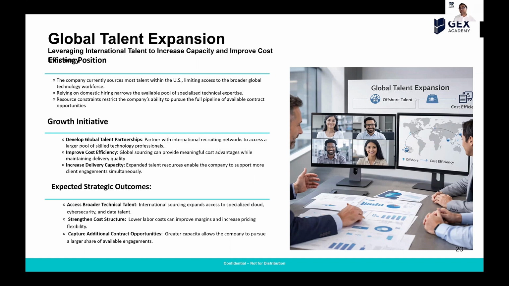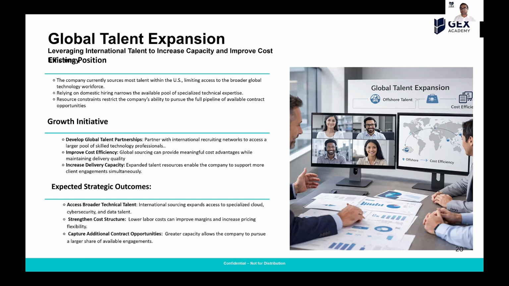And the third expected outcome is increased delivery capacity. So with a larger talent pool and greater recruiting flexibility, right? The company may be able to support more client engagements simultaneously and also pursue a larger share of available contract opportunities. So this directly supports management's broader argument that there is meaningful growth potential within the existing client base. So from a private equity perspective, this slide represents a classic value creation opportunity, right? So rather than relying solely on revenue growth, management is identifying operational initiatives that could improve scalability, increase capacity, strengthen margins, and also support future expansion, right?